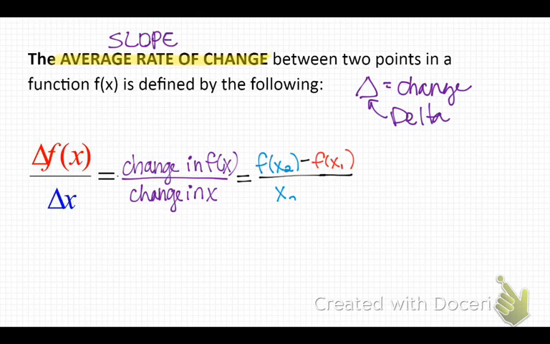x2 minus x1. Have you seen that part? You have seen that part. Okay. What's another way of saying f of x that we know how to say? Y. So instead of saying f of x2, I can say y2 minus y1 over x2 minus x1. Have you seen this before? No. Yes, you have. This, I can guarantee that you've seen.